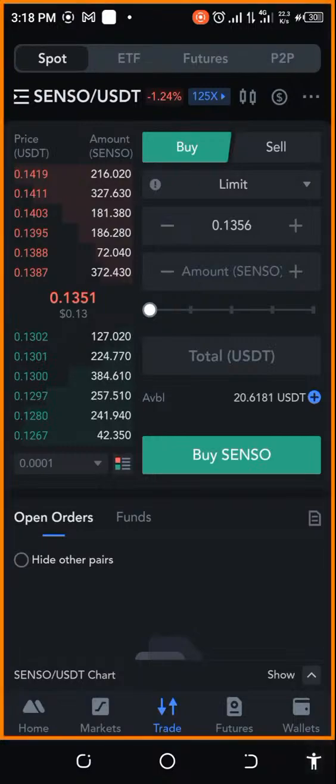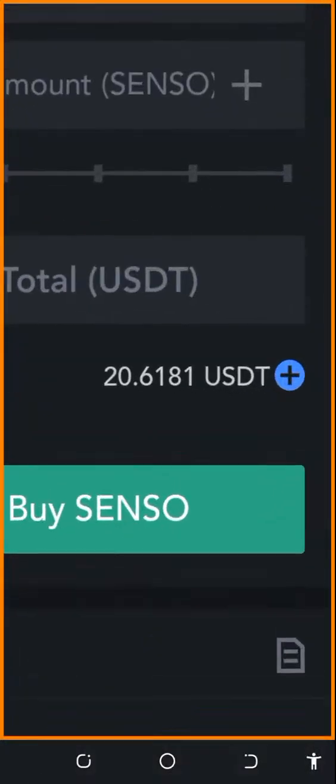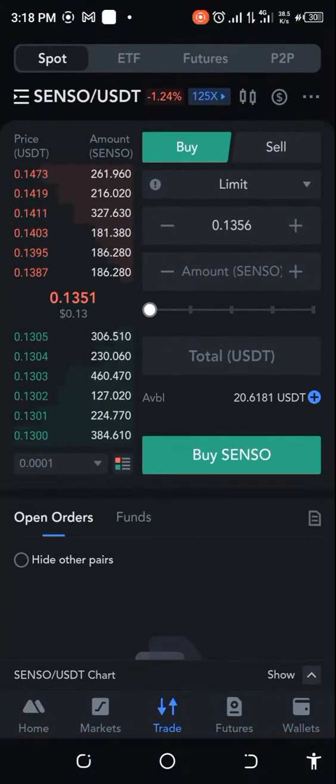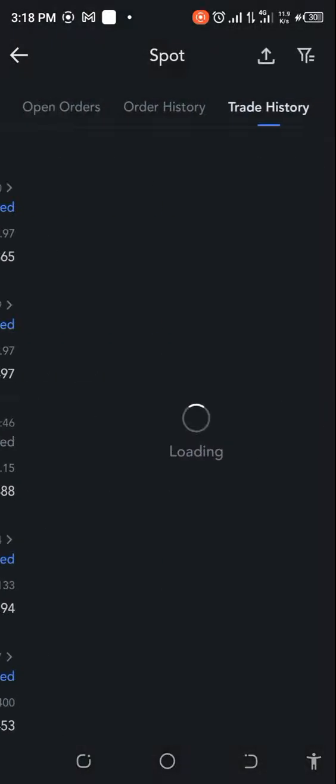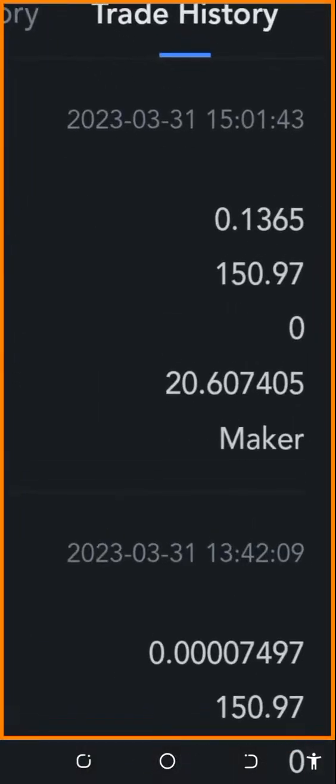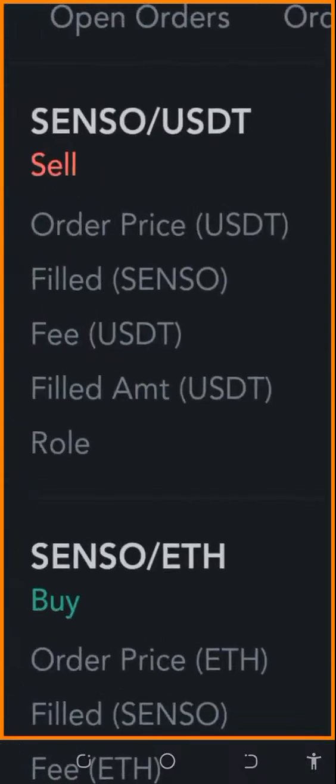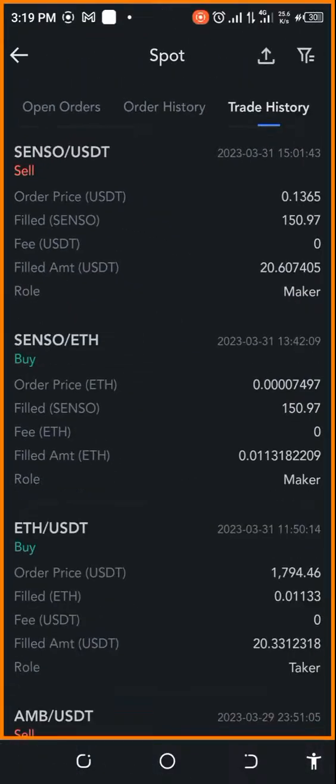Okay, so now we have 20.61. They claim right now that they're giving you free trading, no fees. Let's check that to be sure. You can see the zero there, the zero fee, no fee. So if you just come around, check out this platform and see whether it's going to suit all your needs.